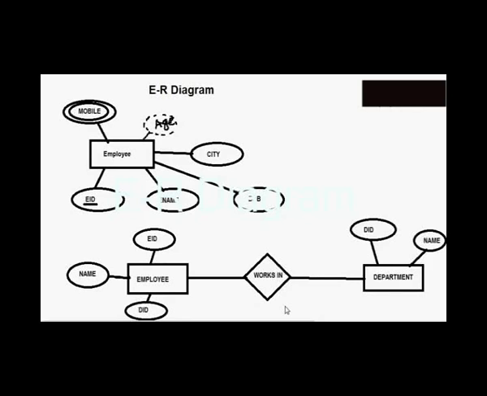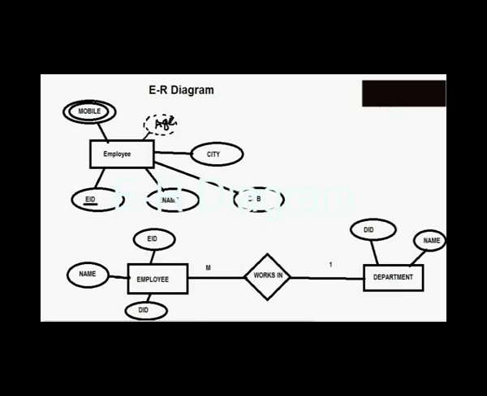Now you must define the cardinality. That is, how many employees work in a department, or can one employee work in multiple departments, or in a department can we have many employees. In this case, one department and multiple employees working. In one department you have multiple employees, so this is called a one to many relationship.